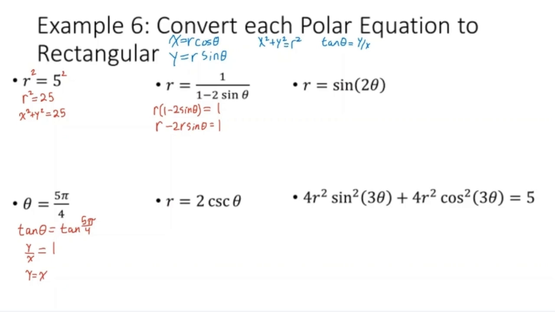I'm happy about the r sine theta, but the other term just being r is a little bit of an issue. So let's go ahead and add the 2r sine theta to the other side, and we get r equals 1 plus 2r sine theta. Very similar to the first problem, I want to see r squared, so that I can replace it with x squared plus y squared.